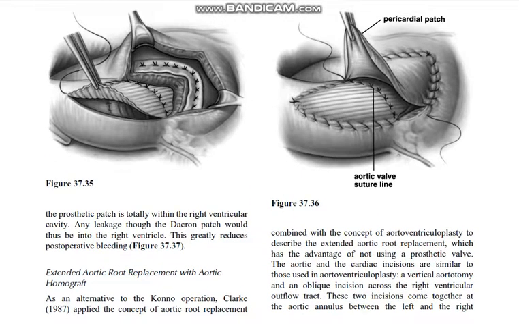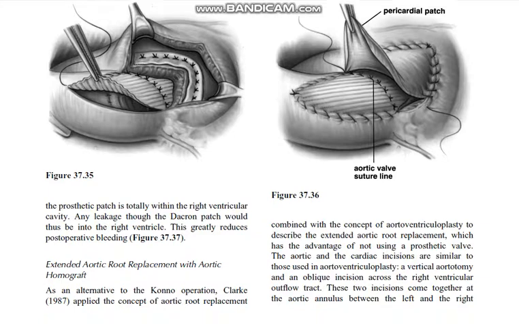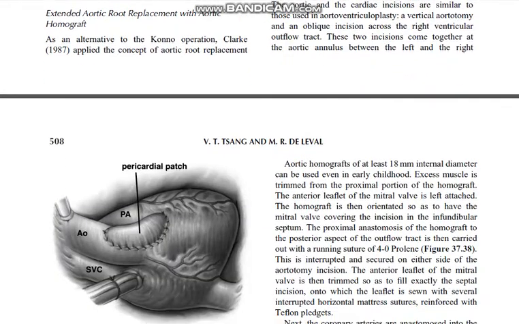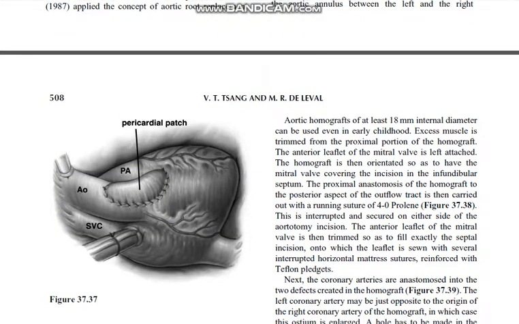Now in figure 37.36, the aortic patch has been completed. The pericardial patch in the right ventricular outflow tract will be sutured here, and this is the completed version of the Konno operation.